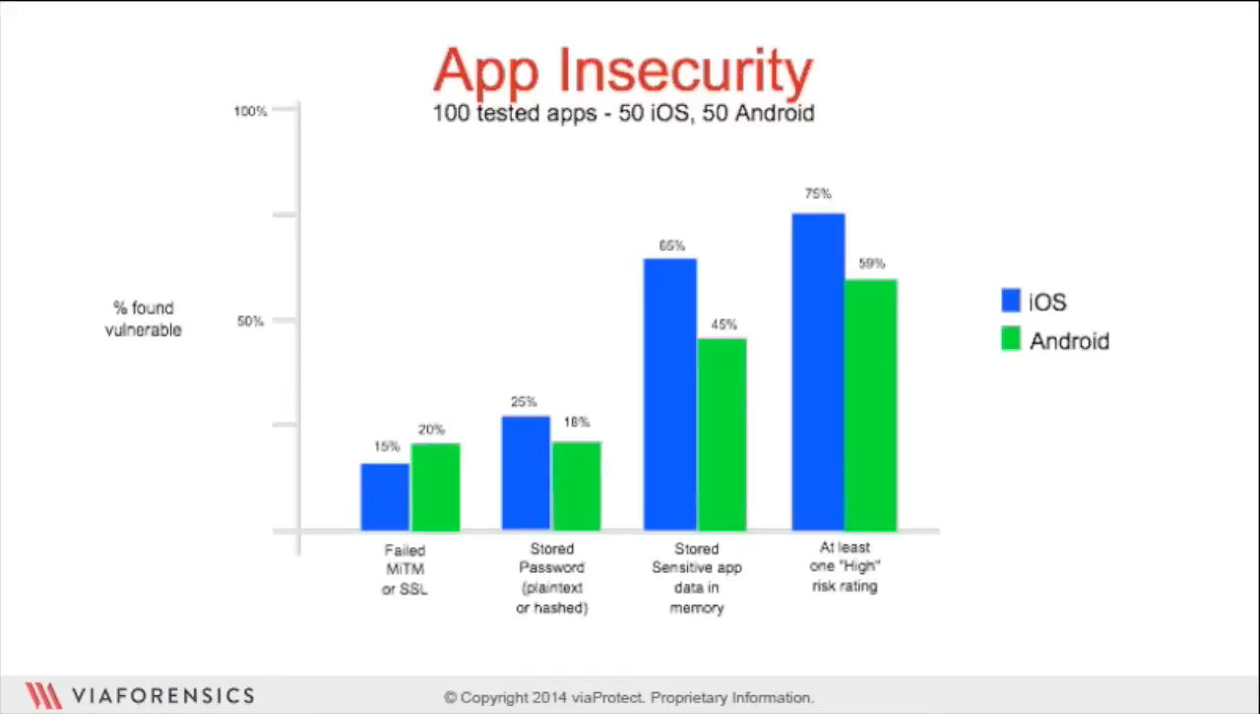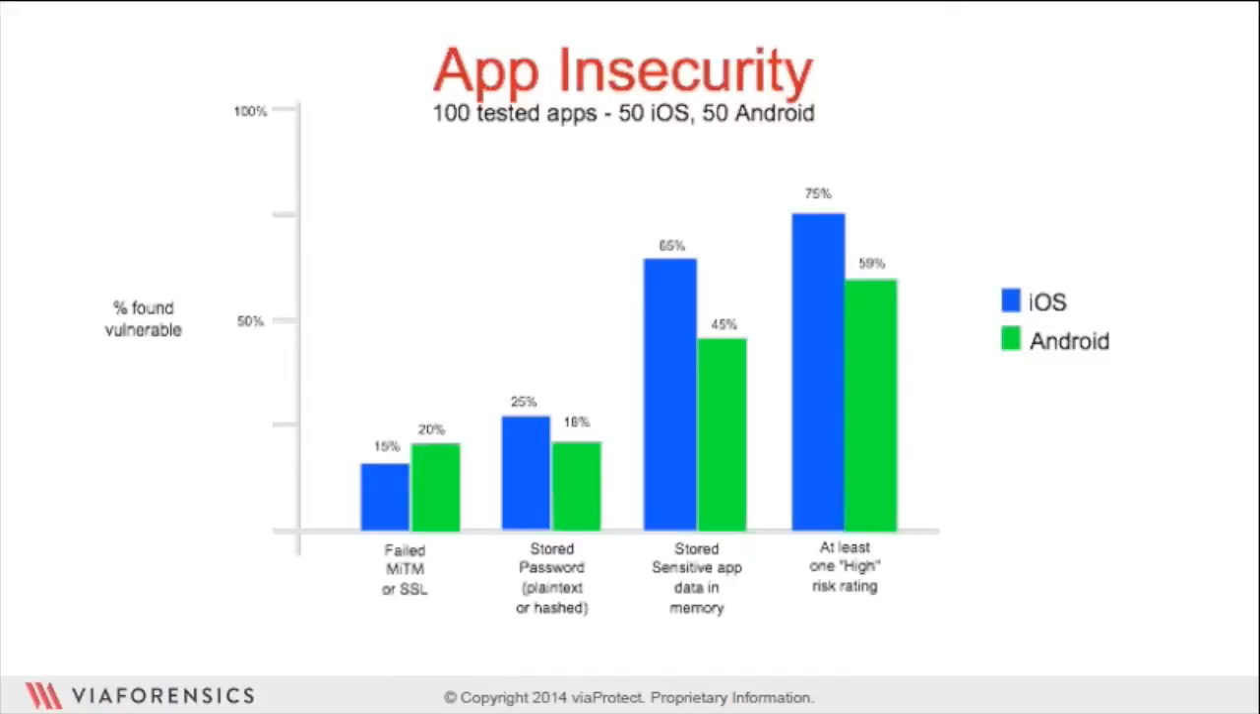So using these test domains, we actually did some analysis a while back on 100 of the most popular apps in the App Store and Google Play, and we analyzed them for common security flaws. We wanted to know if these apps that we were using on our own personal devices were securing our personal app data. So this chart shows the high-level results of what we found.